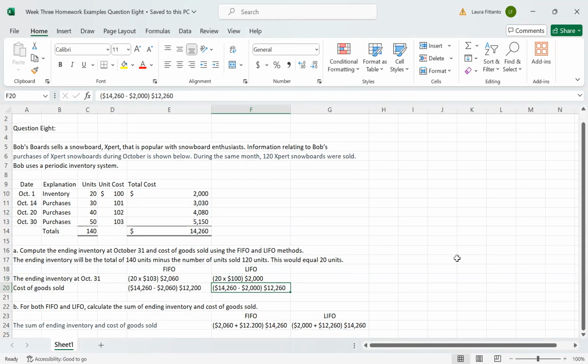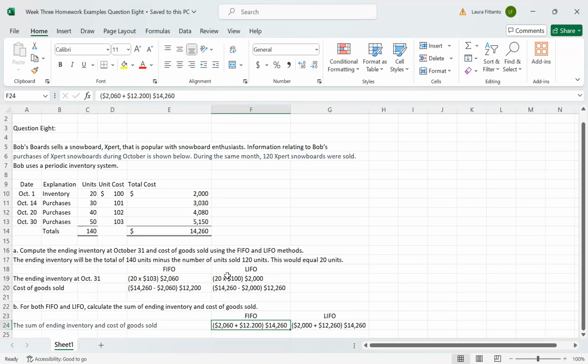For part 2, or part B, of the question, it wants us to calculate the sum of the ending inventory and cost of goods sold added together. That's going to be the cost of goods available for sale, which we're given in the problem, 14,260. But if you wanted to technically calculate it out, you're just adding the ending inventory under FIFO, 2,060, plus cost of goods sold under FIFO, 12,200. That's going to total the 14,260.